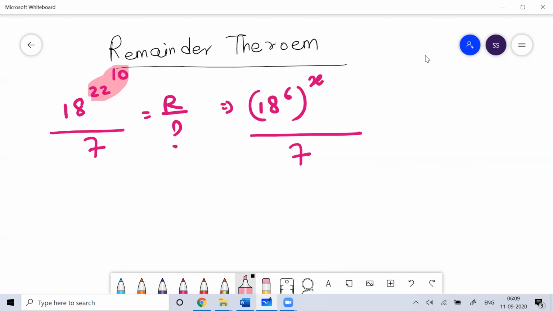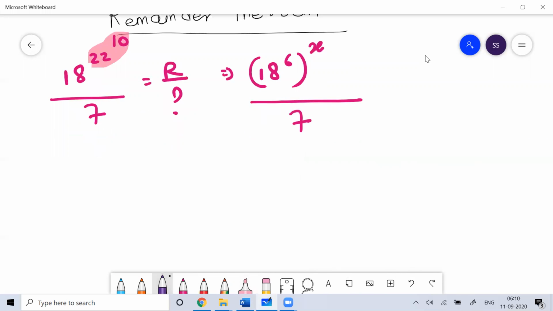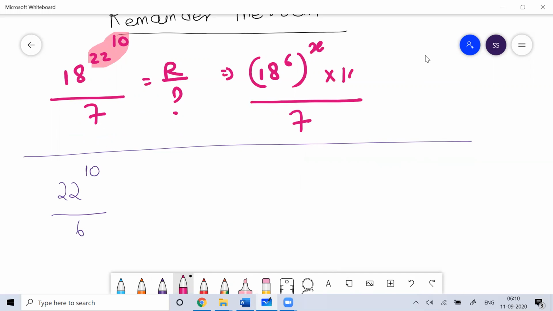So I need to break 22 to the power 10 into multiples of 6. In other words, I have to divide 22 to the power 10 by 6. Then I need to see the quotient, but the quotient is not important to me. What I am interested in is the remainder. Whatever is my remainder from here, I'll use that as the power here. This uses the basic understanding of how we split powers, the basic concept of indices. That is what I'm talking about here.